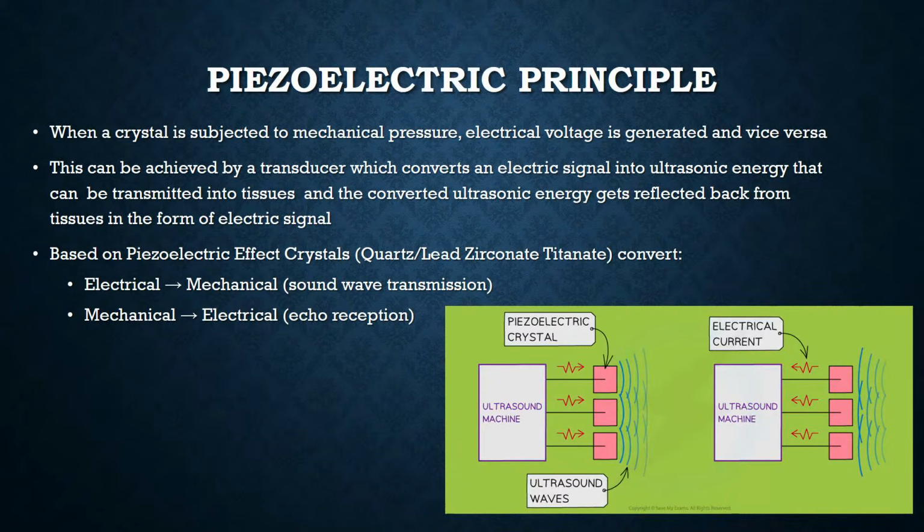When certain crystals are exposed to electrical energy, they vibrate and produce ultrasound waves. Similarly, when returning echoes strike the crystal, they generate electrical signals. These crystals are present inside the transducer, what we call the probe, and commonly used crystals are quartz and lead zirconate titanate. So basically, the probe converts electrical energy into mechanical energy during sound transmission, and mechanical energy back into electrical energy during echo reception. This principle helps in generation and reception of ultrasound waves for image formation.